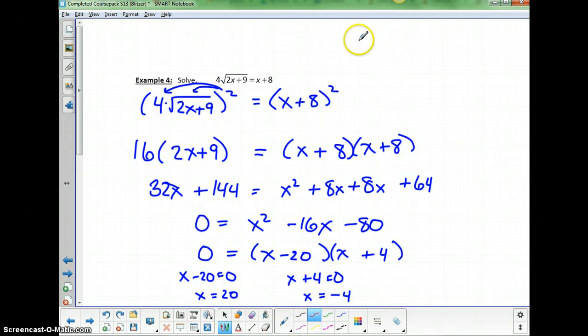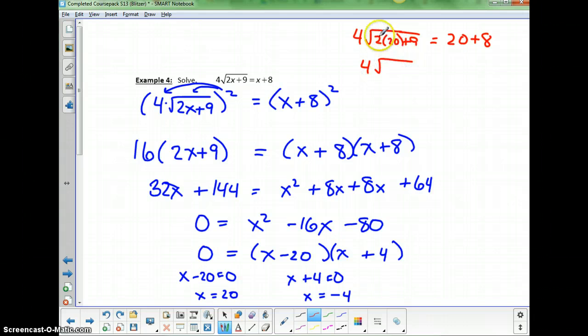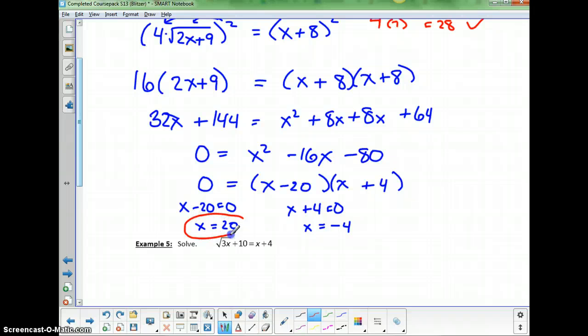I'm going to start by checking 20. So that's going to be 4 times the square root of 2 times 20 plus 9, and I have to check to see if that's equal to 20 plus 8. So that's 4 times the square root of 40 plus 9, that's 49, equals 20 plus 8 is 28. So this is 4 times 7 equals 28. So that one checks. So 20 works.